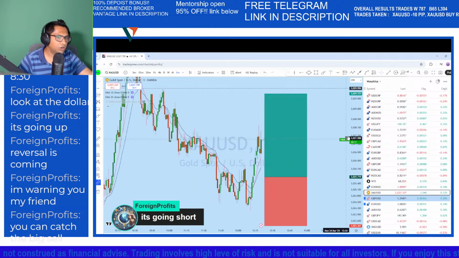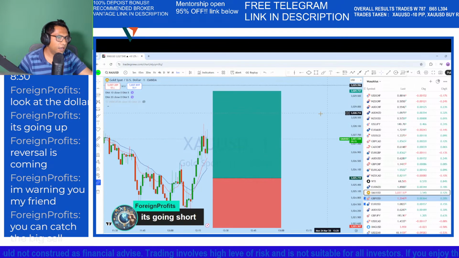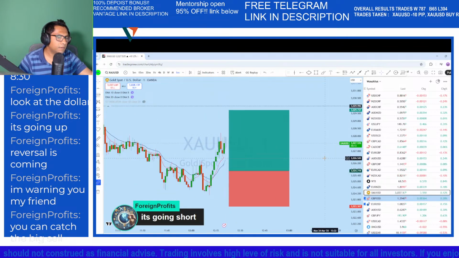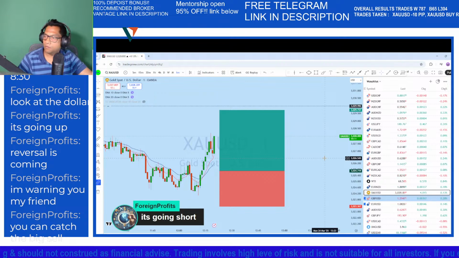Okay, so there is a bullish engulfer here, and moving back up, waiting to see it hit the TP target.